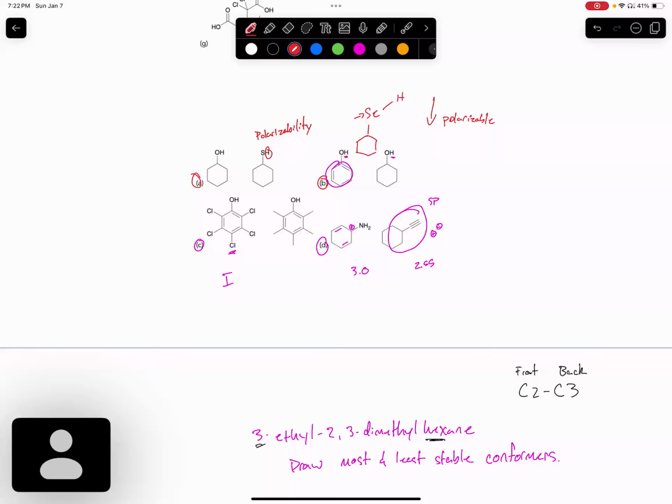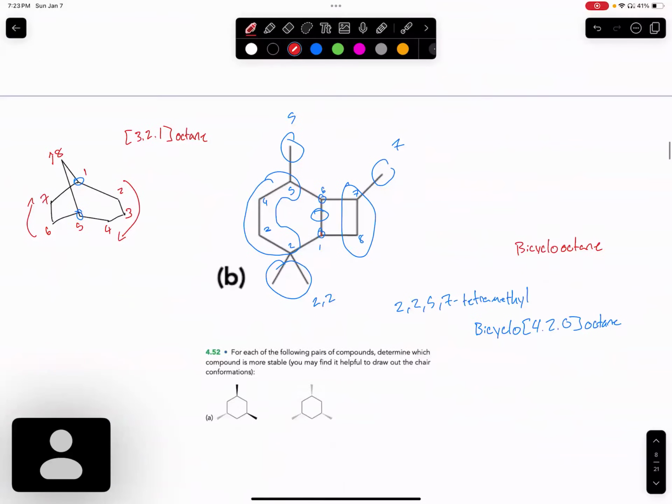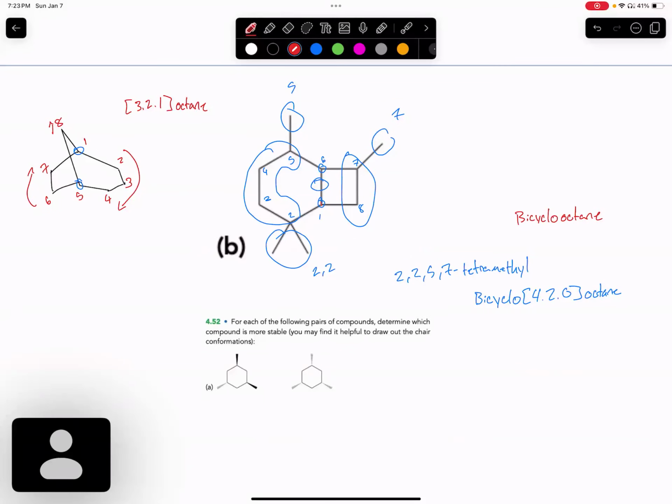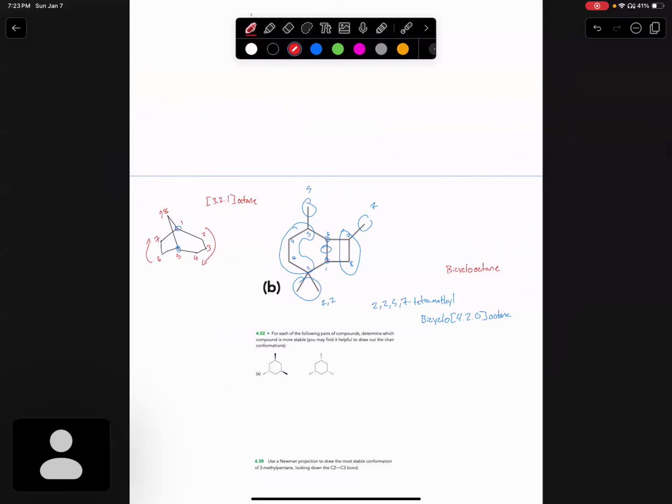You'll have a bicyclo naming question. Be sure to be able to name bicyclos properly. You'll have a formal charge question, at least 1 to 2 Newman projection questions, boiling point, ranking acidity, basicity, and functional groups. So unless anybody has further questions, I don't have much else for you, unless you just want to pick my brain on how to take this exam or what questions to ask.